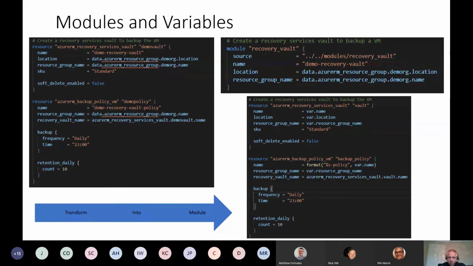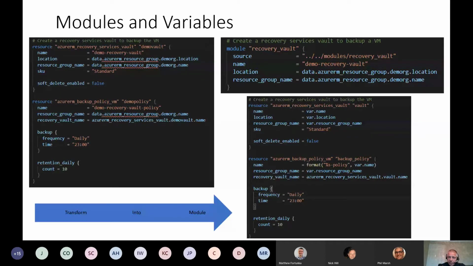So the top bit of code that you see there, module recovery vault, first of all, has a line saying source. In this case, my source is coming off my computer because I'm using that reference. Typically, you would have a source that's referencing GitLab or GitHub. You can version it within here. I can show you that in a minute.